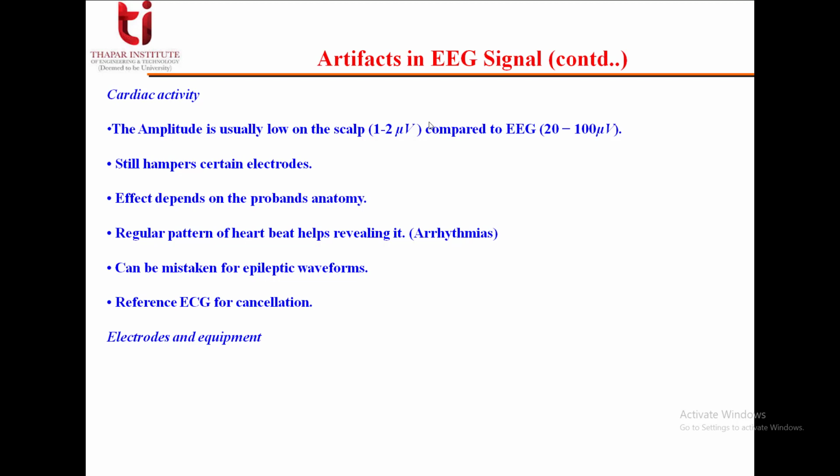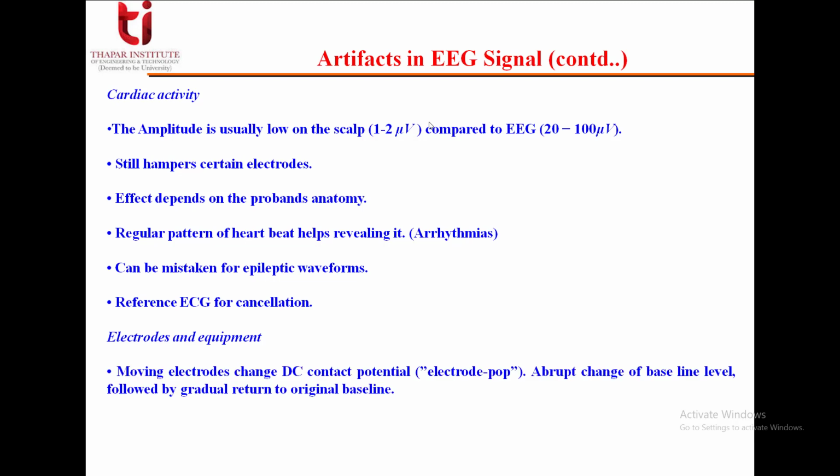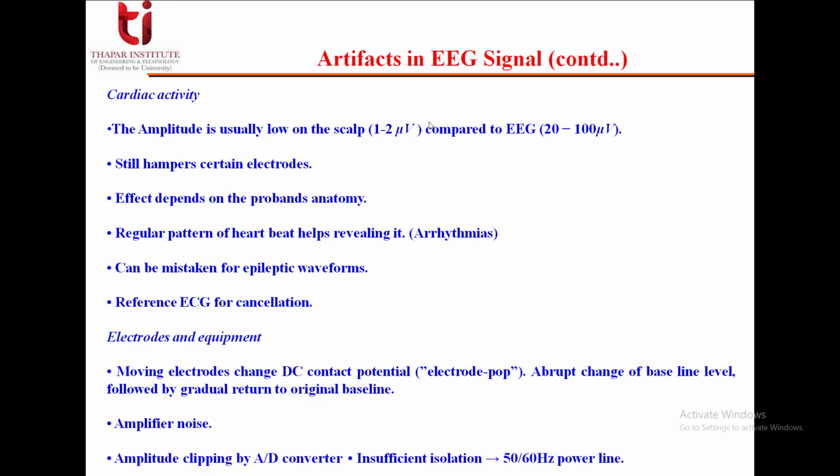Now another source of artifacts is the electrodes and the equipment. Moving electrodes change the DC contact potential, that is electrode pop, an abrupt change of baseline level followed by gradual return to the original baseline. There can be amplifier noise, and amplitude clipping by the A to D converter, and insufficient isolation that will produce 50 to 60 Hz power interference.